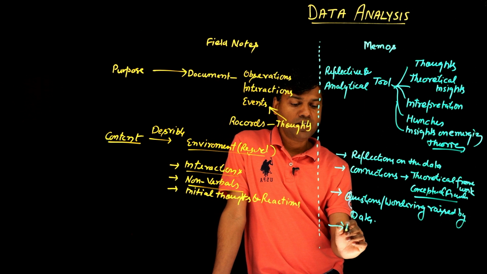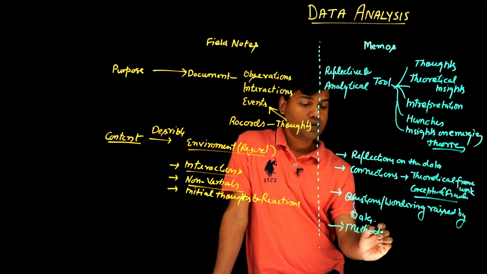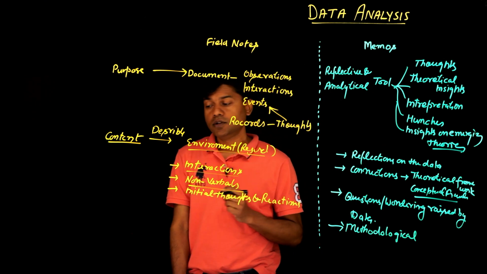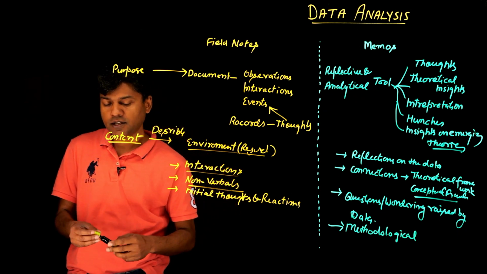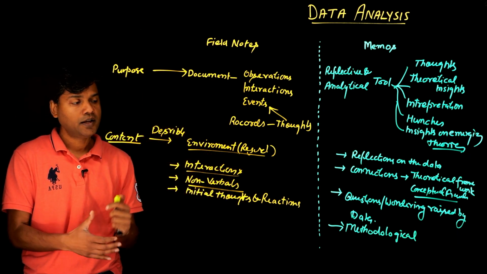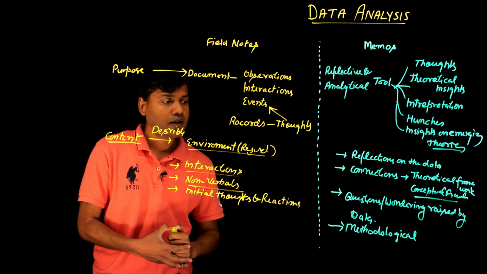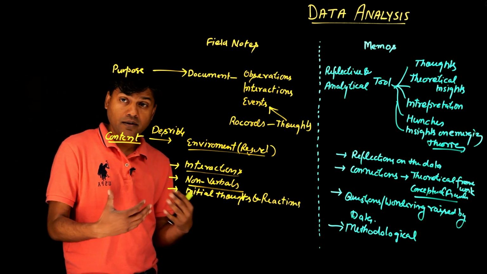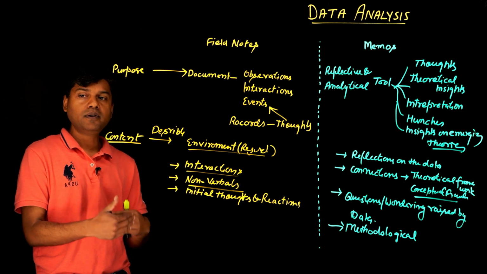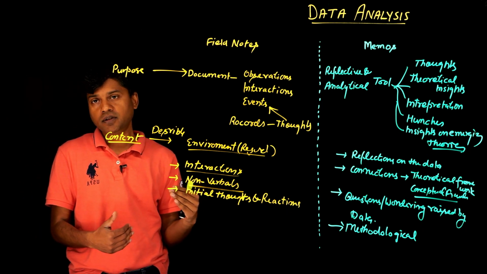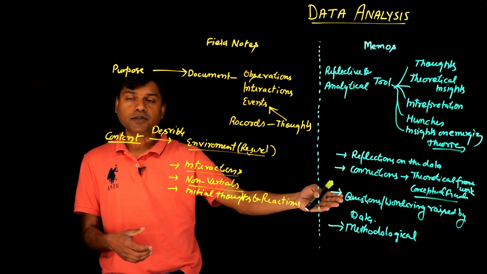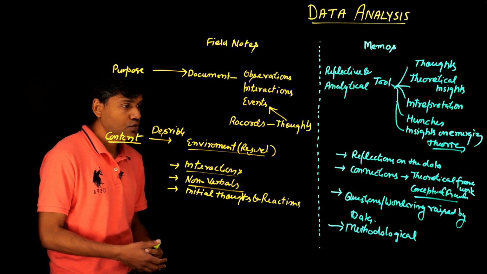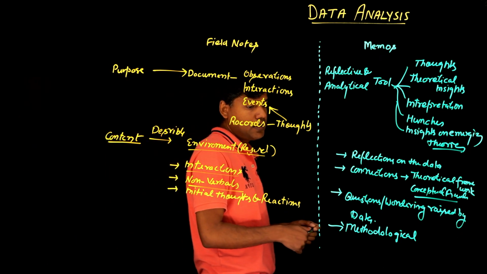We also write our methodological considerations in our memos. For example, let's say I'm doing grounded theory, collecting the data, and I'm asking myself, have I reached a stage of theoretical saturation, or do I need to keep collecting data until I reach theoretical saturation? Such methodological considerations are also part of our memo writing. So we reflect on these pieces in our memos.